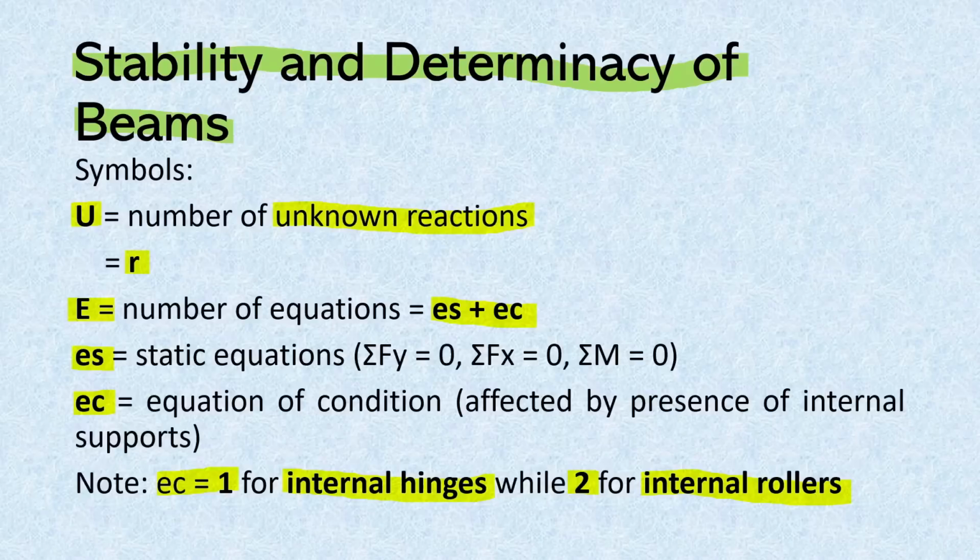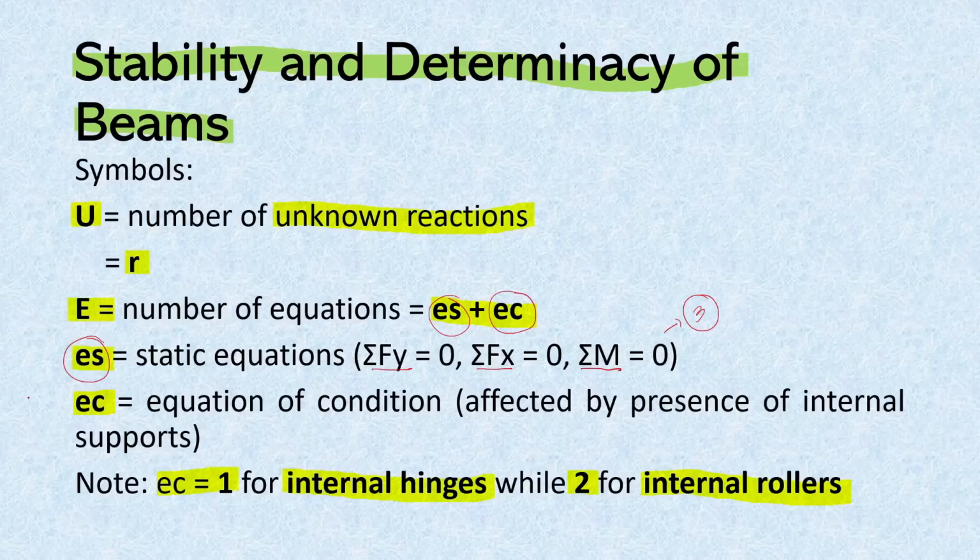And so now we will discuss how to compute the stability and determinacy of beams. So ito yung conventional na way. We have our U, which is the number of unknown reactions. We have E, which is the number of equations defined as ES plus EC, wherein ES is the number of static equations, which is essentially tatlo lang lagi kasi we have the summation of forces vertical, summation of forces horizontal, and the summation of moments.